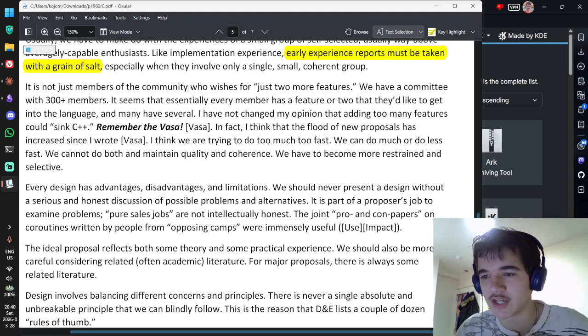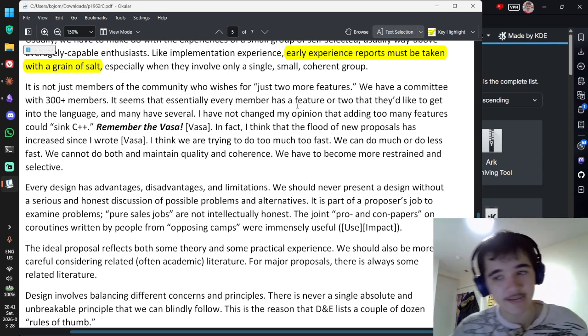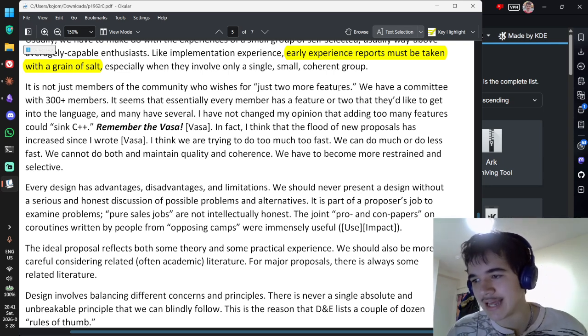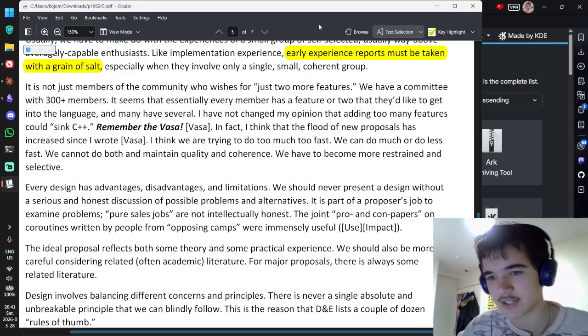It is not just members of the community who wish for just two more features. We have a committee with 300 plus members. What? I thought it was smaller than that. It seems that essentially every member has a feature or two that they'd like to get into the language, and many have several. I have not changed my opinion that adding too many features could sink C++.